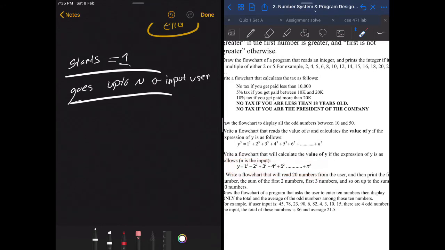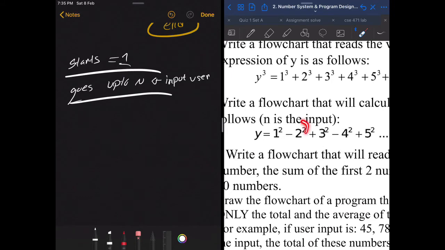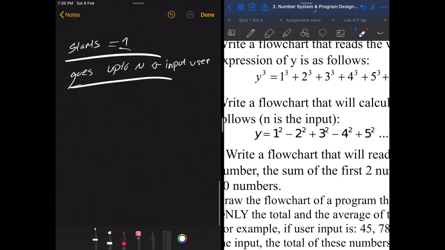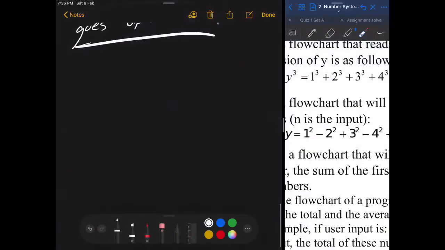Then we just need to do a loop that would go up to that n value starting from 1, and as we can see, for all the even numbers we would have a negative sign in front of it. So we need a condition to check if the number we are dealing with right now is even or odd. If it's even, then we subtract it from the sum, or if it's odd, then we add it to the sum. So let's just dive into it and see how this flowchart would look.